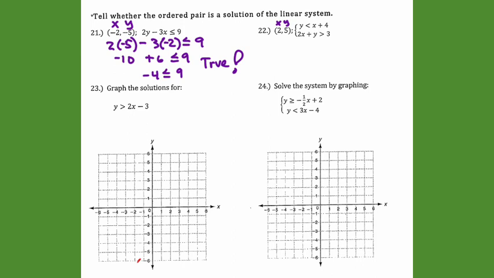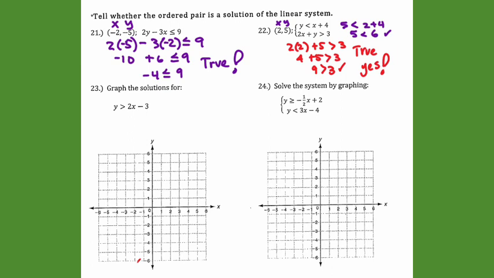The same thing we check on number 22. The first works, and the second also works. And because it works for both, then yes, it is a solution.